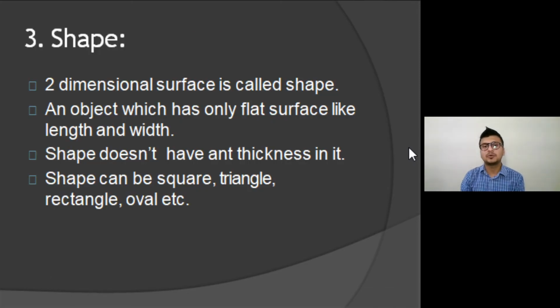Coming to the third element of design, that is shape. A two-dimensional surface is called shape. It is an object which has only a flat surface, like length and width. Shape does not have any thickness. Shape can be a square, triangle, rectangle, or oval.